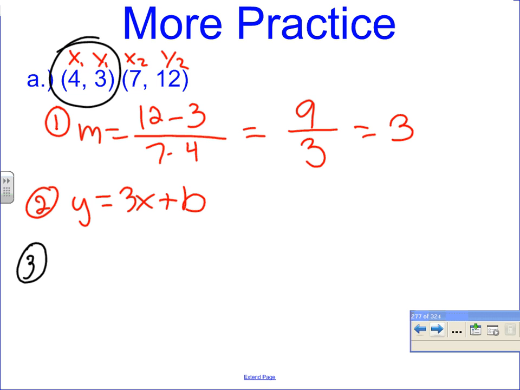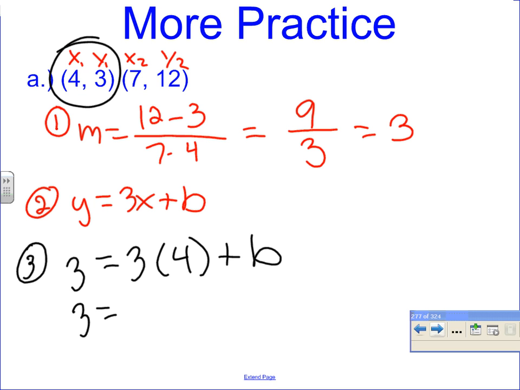And we're going to plug it into this equation. Ready? 3 equals 3 times 4 plus b. Are you allowed to plug ordered pairs into an equation and solve for something? Yes. I chose this one just because I felt like it. You can pick either one. You're plugging 4 in for x, 3 in for y, solve for b. Are you guys with me? So watch, here's what happens.